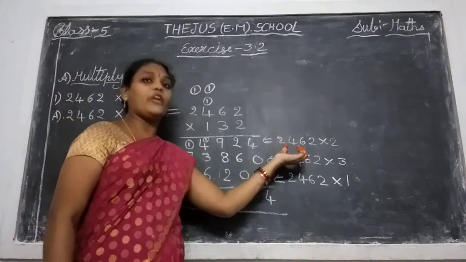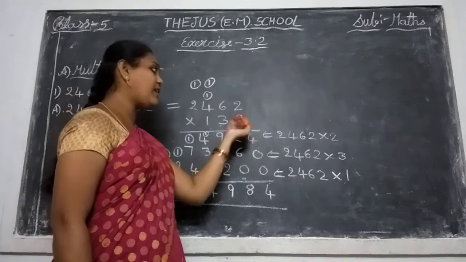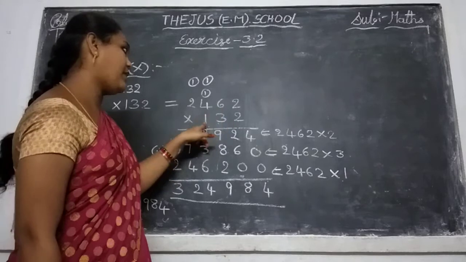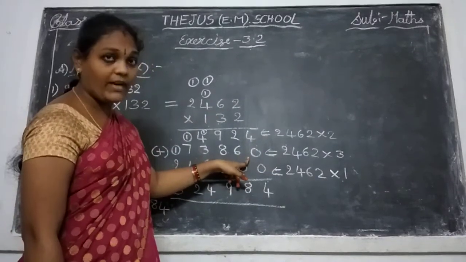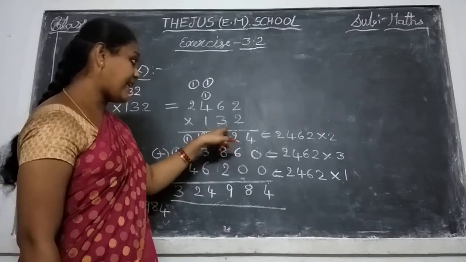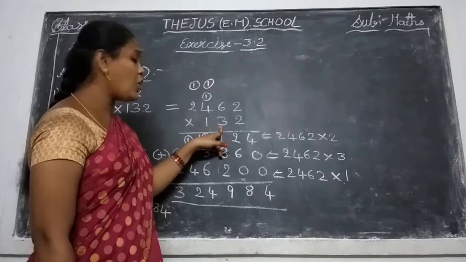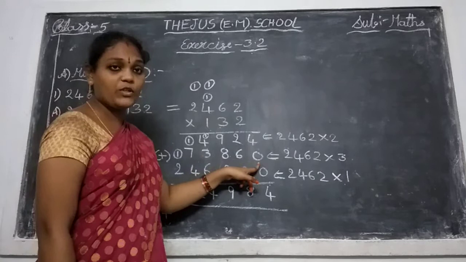Why children? You could understand very easily. Okay, 2462 into first 2 is the multiplication. Next 3 is multiplied with this number. In the second line we will put 0 in the ones place. Why? In the second line, 3 is in the tens place. So we write the answers starting in the tens place. So in the ones place put 0.